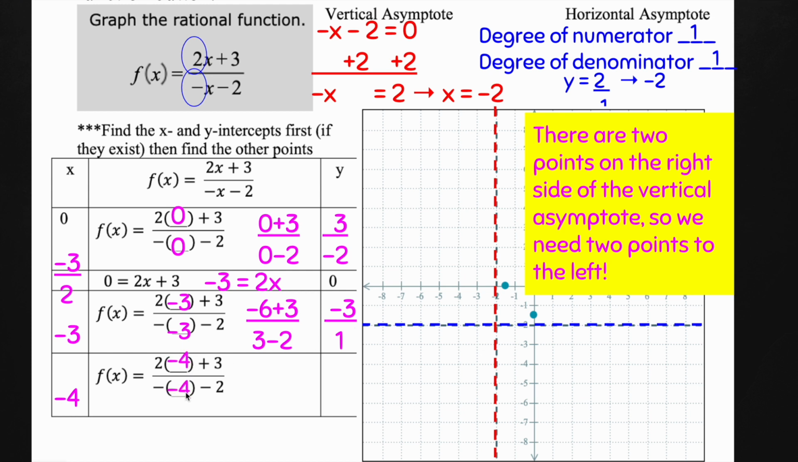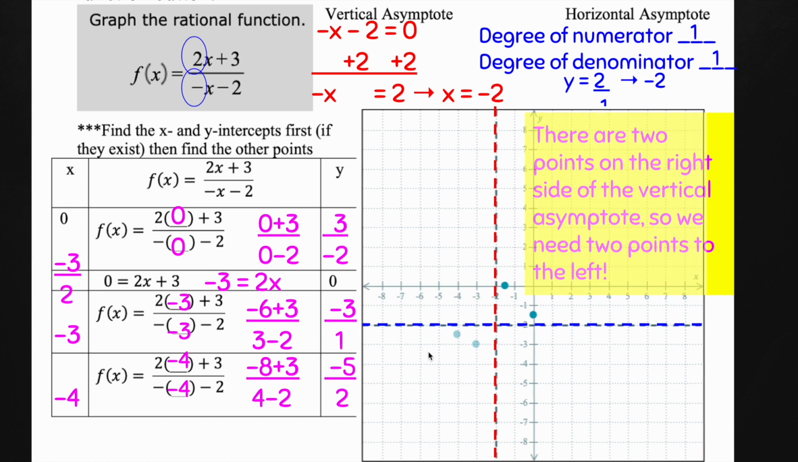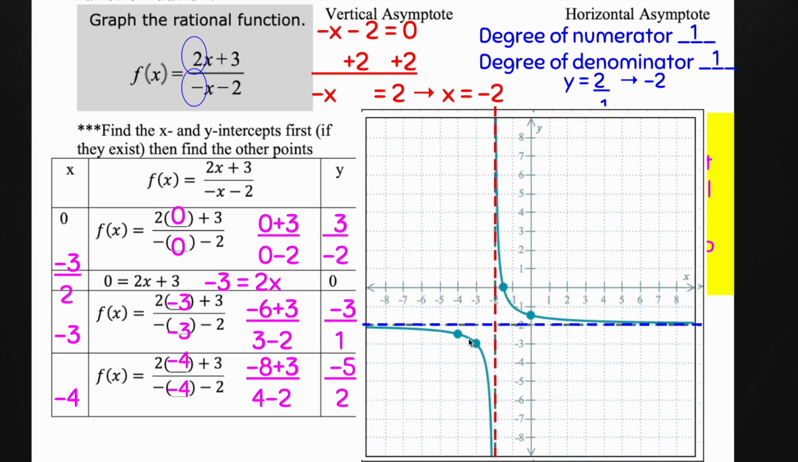And then we'll plug in negative 4 here. So I have 2 times negative 4 plus 3, negative 4 minus 2. So I get negative 8 here because 2 times negative 4 plus 3. And then negative 4 is positive 4 minus 2. So I end up with negative 5 when I subtract across the top and positive 2 on the bottom. So now if I graph those 2 points, now I have them on the left side.